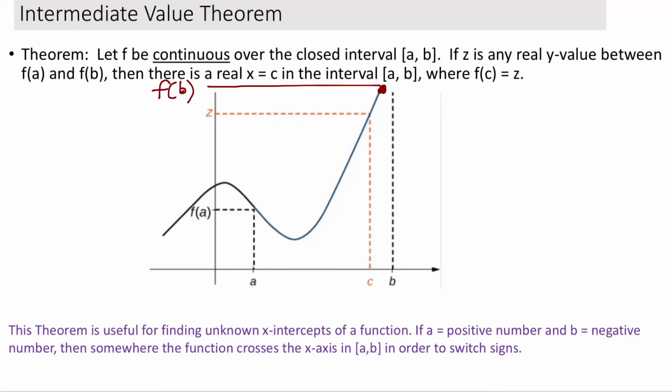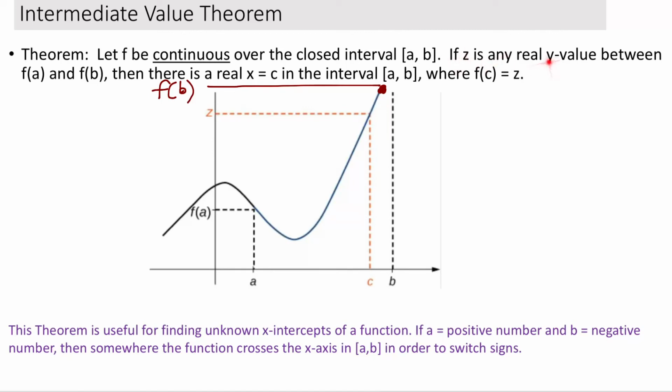So the last thing that we need to talk about in this unit on continuity is called the intermediate value theorem. This theorem says, let f be continuous over the closed interval AB. Here's A, here's B. So this section of the graph we're saying is continuous. No holes and jumps, none of that.